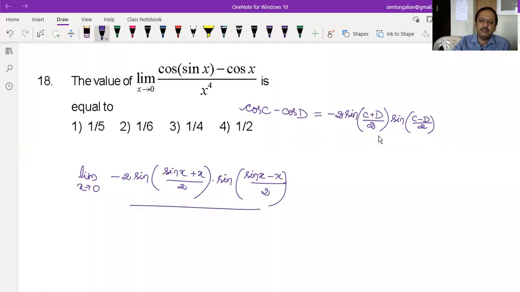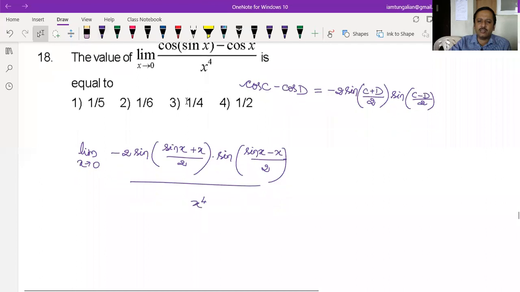Divided by x power 4. I have not used L Hospital's rule. I just used a formula from trigonometry to simplify this.